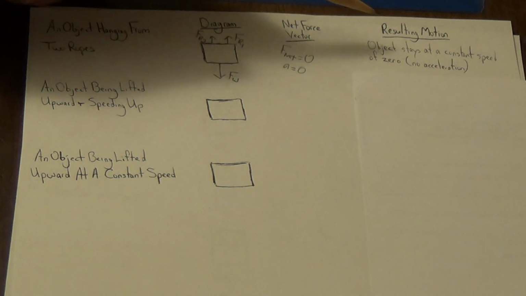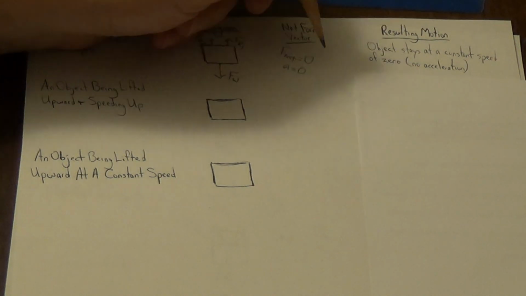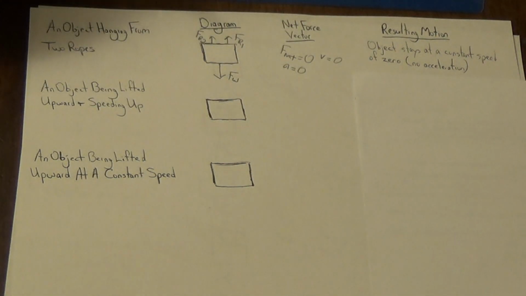So we say the object stays at a constant speed of 0. There's no acceleration because the force is canceled out. It wasn't moving before. It's going to stay not moving because there's no acceleration. So the speed equals 0 and it stays constant.